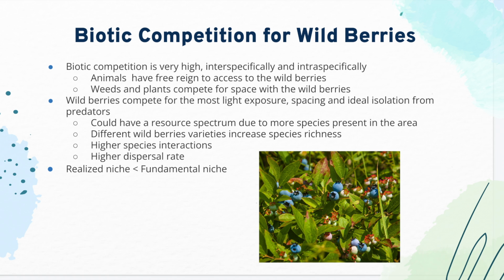Instead, predators have free rein to eat the wild berries, as well as weeds and plants competing for space with the blueberries. Intraspecifically, the blueberries themselves will compete with each other for the best sunlight and just enough shading and isolation from predators. Because of the more species present, this will not only increase species interactions, but also the resource spectrum will be much larger. Due to all the factors that could harm the blueberries, this could also increase the dispersal rate to find a safer environment. Therefore, the fundamental niche is larger than the realized niche.